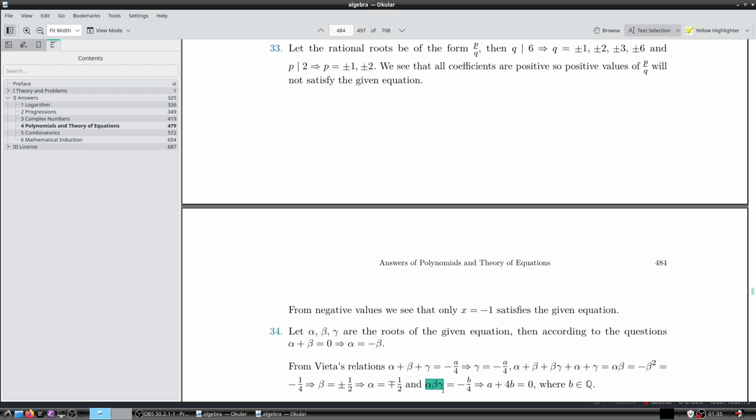So that means alpha beta gamma, if we substitute the values of alpha, beta and gamma, then it will be minus 1 by 4 into minus a by 4. That is a by 16 is equal to minus b by 4. So that means a plus 4b will be equal to 0.